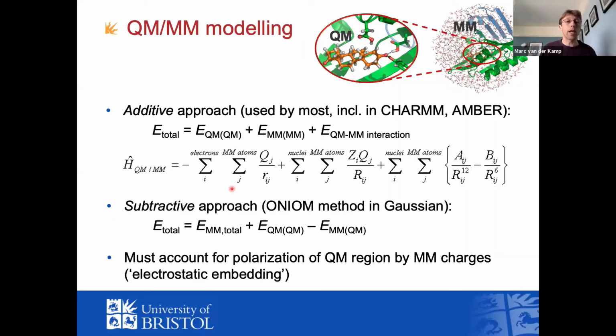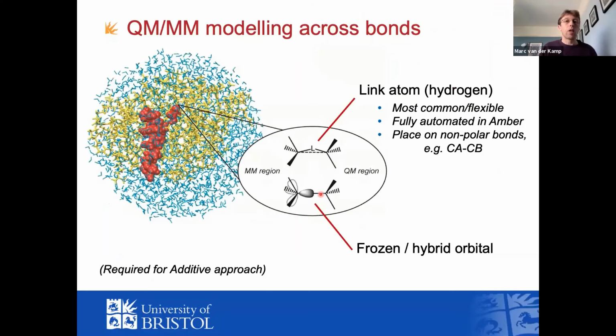So we make sure that the MM atoms feel the presence of the QM atoms in terms of electrostatics and also van der Waals, and vice versa. The QM atoms and the electrons essentially should also feel the presence of the MM charges.